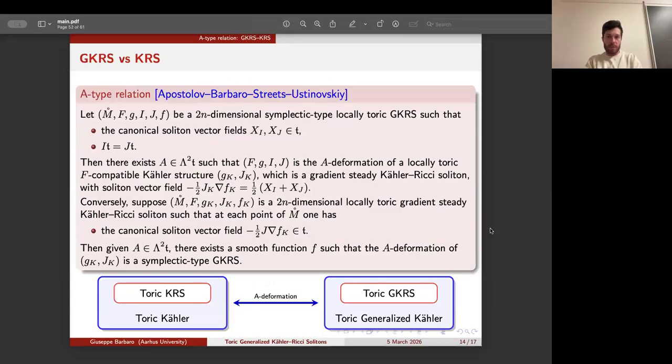So I repeated the same slide here just to sum up. The point is that using this A-type deformation, we knew already that this would go from locally toric Kähler to locally toric generalized Kähler, but the point is that it sends solitons to solitons. Now just remember, in theory, everything here was happening on an open dense subset. So now the question is, will this structure extend to the whole manifold? So let's clarify this point.